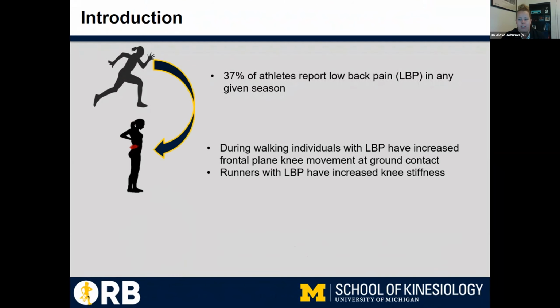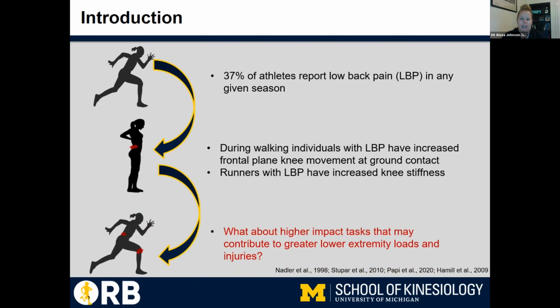Research in low back pain populations has indicated that during walking, individuals with low back pain have increased frontal plane knee movement at ground contact, and during running, they tend to have increased knee stiffness. While the majority of research focuses on an older low back pain population, there seems to be a lack of information on how biomechanics change for higher impact tasks that are common for more active low back pain populations, like athletes, the military, and even weekend warriors.